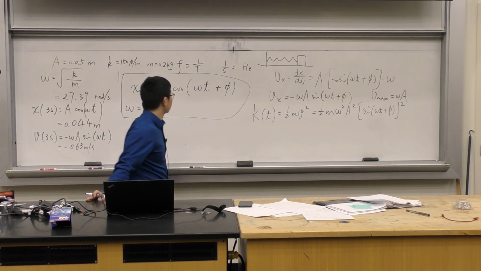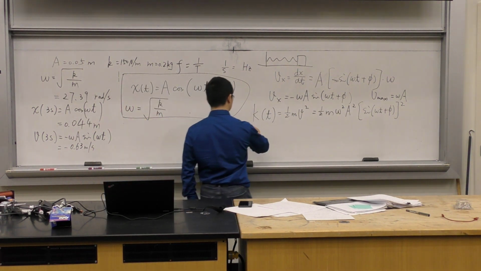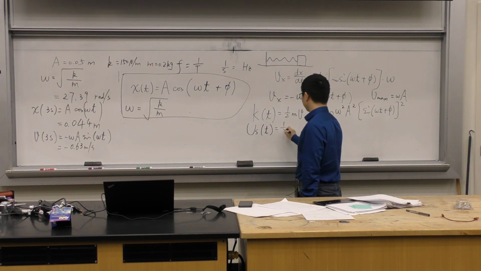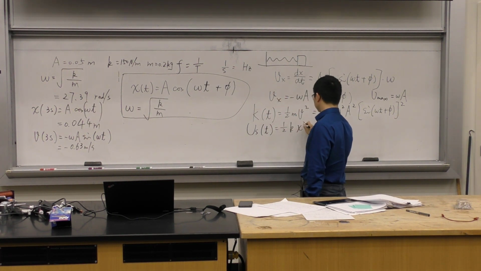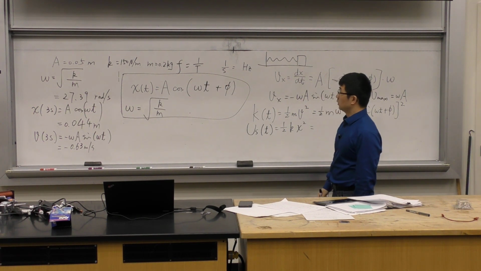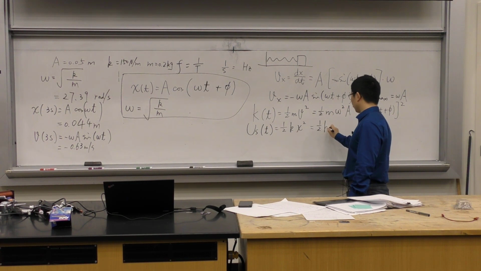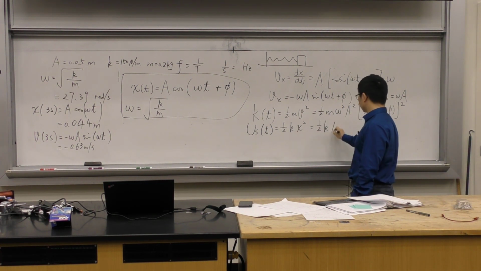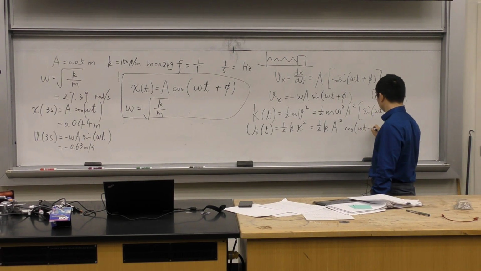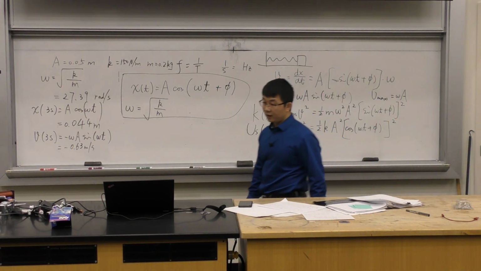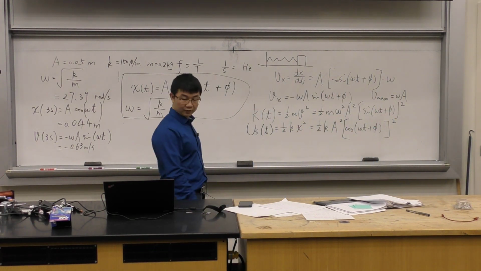Now, elastic potential, because the spring has elastic potential energy, so it's also going to be a function of time. That's going to be 1/2 k x squared, where x is the displacement. So I'm just going to do 1/2 k times that, so that's going to be A squared times the cosine function squared.